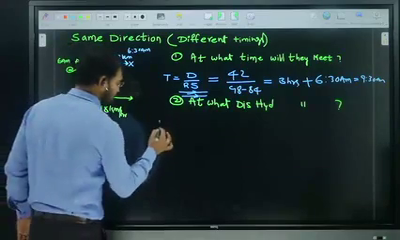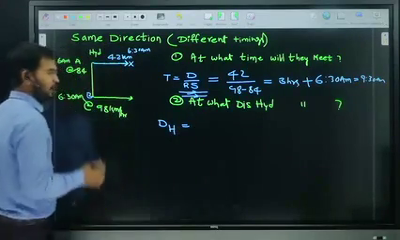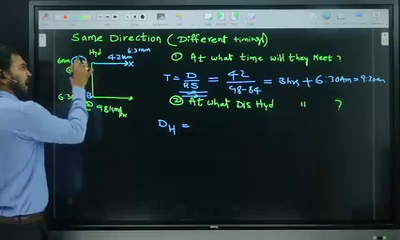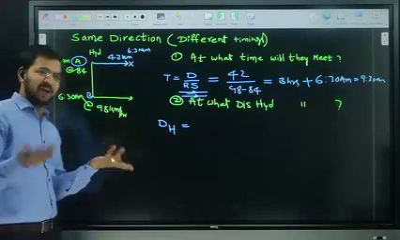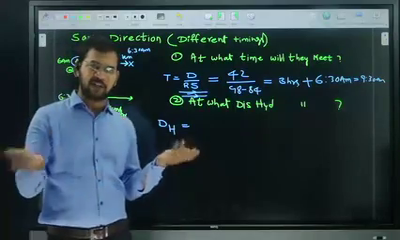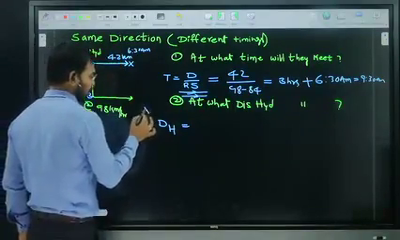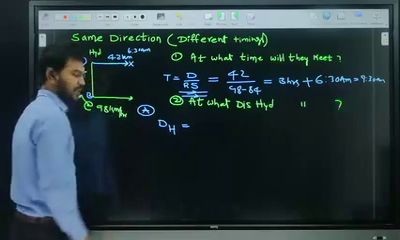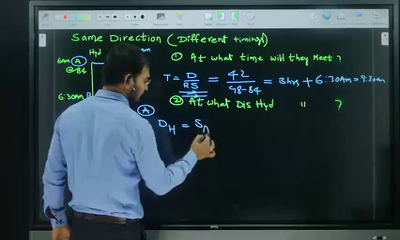Distance from Hyderabad. If you observe carefully here, the first train starts from Hyderabad only, and the second train also starts from Hyderabad only. If you take object A's speed, you can get the answer. If you take object B also, you can get the answer. Say for example, if you take object A, distance from Hyderabad is equal to what? You are taking object A, right?